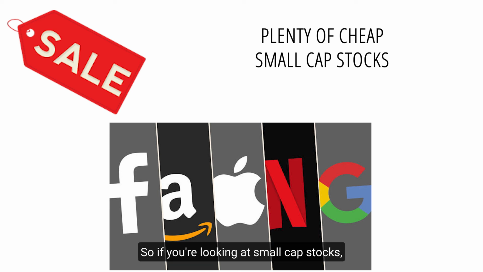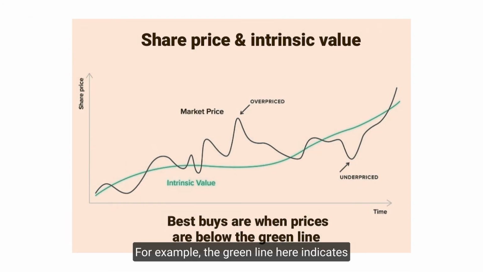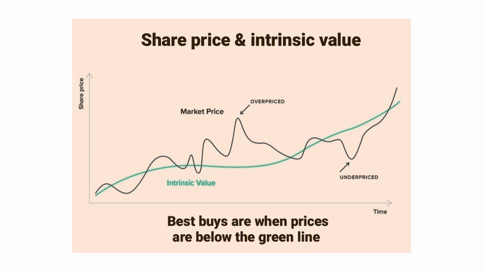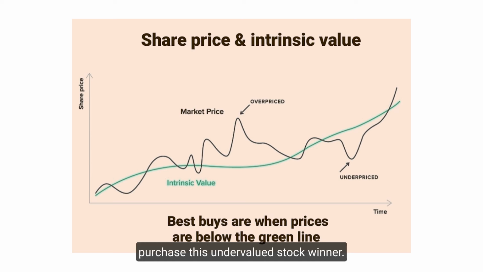So, if you're looking at small cap stocks, make sure you understand how to assess their worth, and everything will fall into place. Only purchase them when the price is far lower than the intrinsic value. This is how you secure extremely large profits. For example, the green line here indicates the stock's intrinsic value, whereas the black line reflects the stock's price. Because most investors invest based on their emotions, the stock price is quite volatile. However, the stock's value has remained relatively constant. What you want to do is purchase this undervalued stock winner.